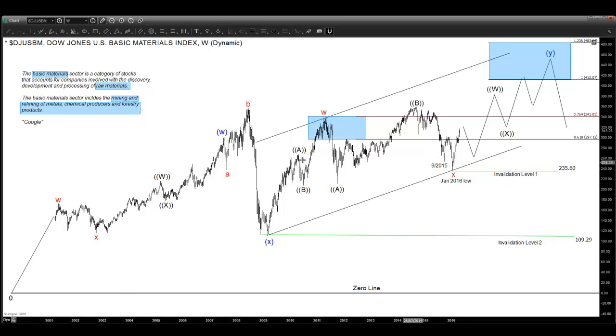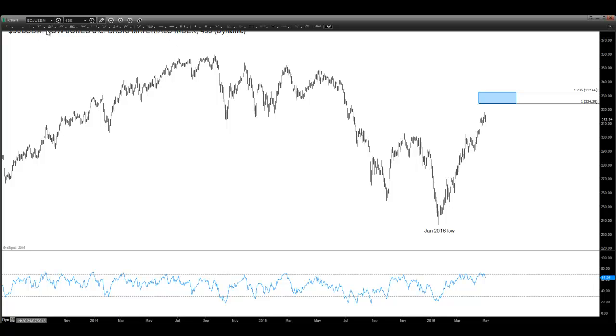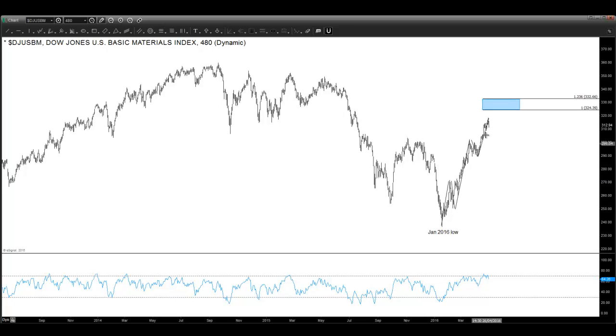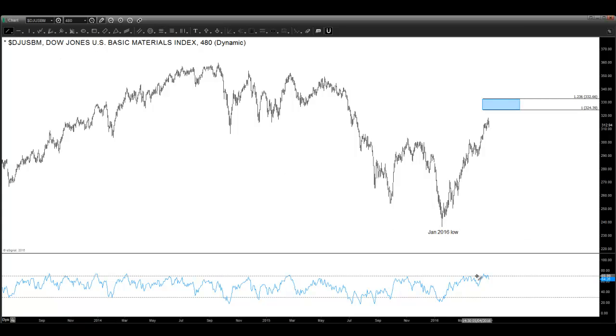Now, let's take a look at the structure of the move up from this January 2016 low. This is the January 2016 low, again the basic materials index in the 8-hour chart, 480 minutes, and now many Elliott wavers would say that this is a 5-wave move here. Okay, 1, 2, 3, 4, 5, but we disagree with that. This is not a 5-wave move, at least as of right now. And the reason for that is that you need to have RSI divergence in a 5-wave move, and you do not have any divergence over here.